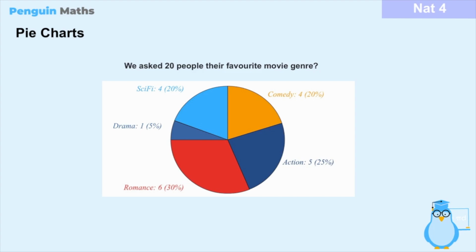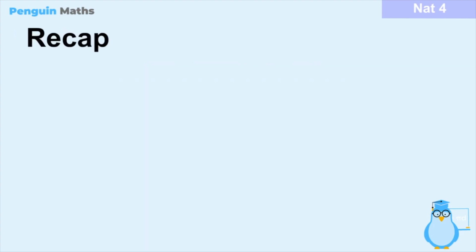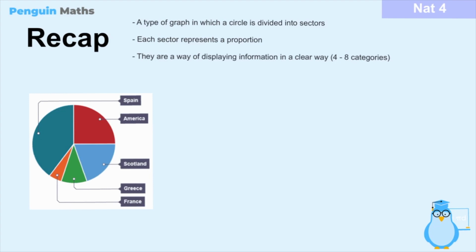So let's go over a quick recap on this lesson of pie charts. So we said that a pie chart is a type of graph in which a circle is divided into sectors or categories. And for the example we used, we had 5 different categories, each representing a different holiday destination. And the way that each of these categories are represented on a pie chart is by the proportion of how much angle they take up within the circle.